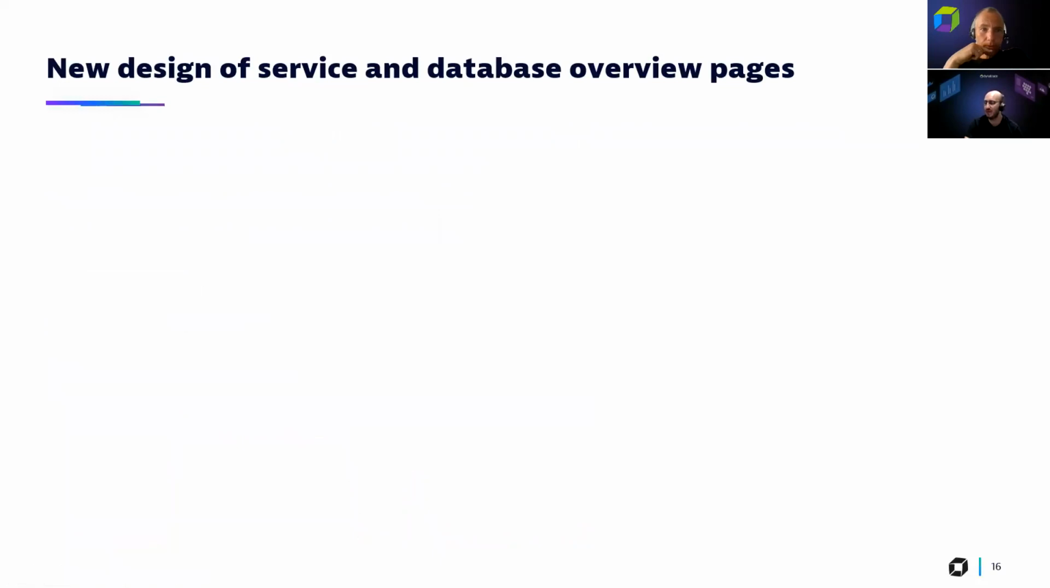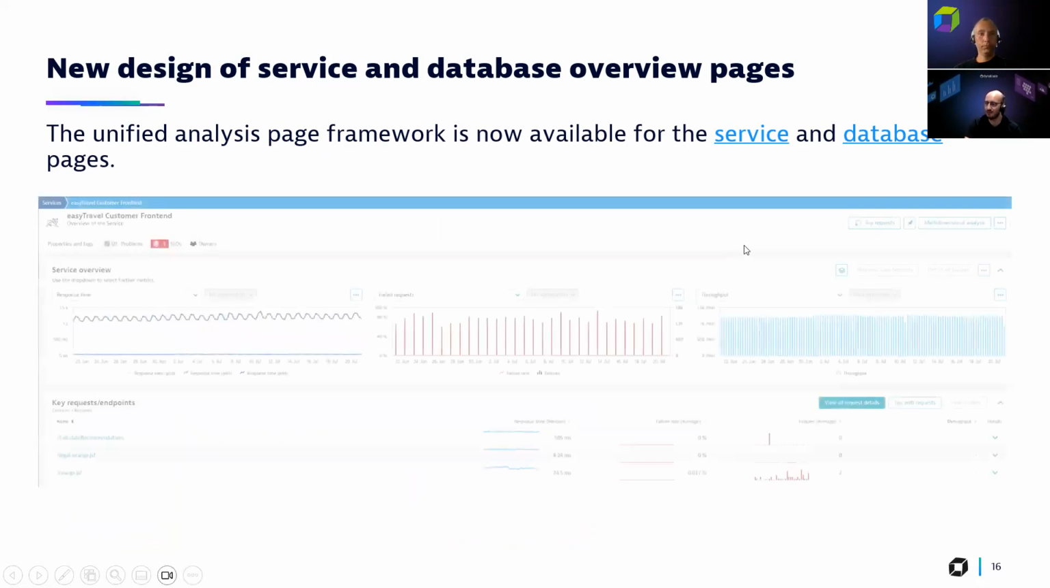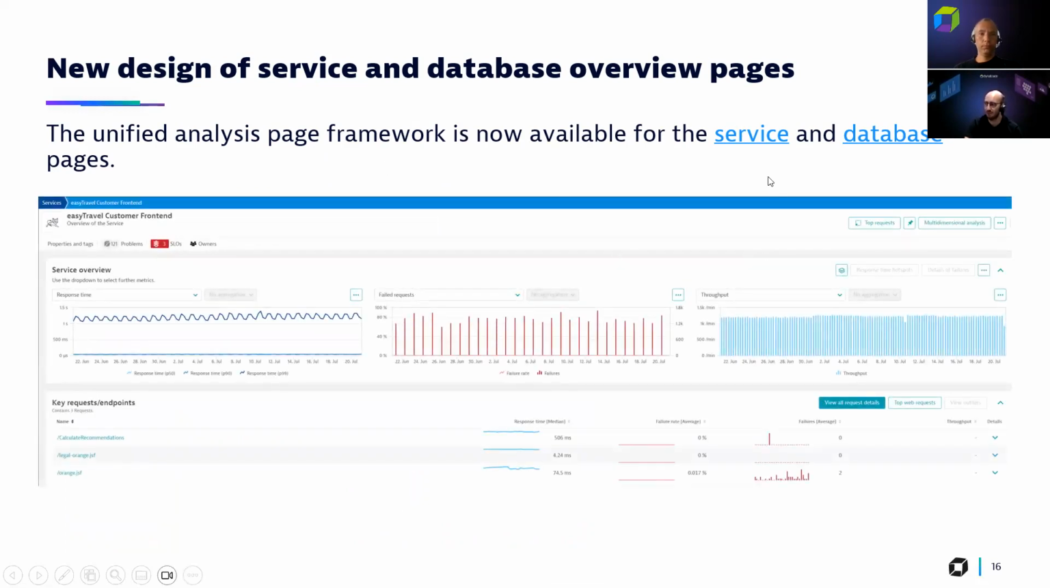And now, maybe it's more important, I would say, the servers and database overview pages also have the new framework. It was possible before with the hosts, and for example mainframe, where you used the unified analysis page framework. So now it's also available for the servers and the database pages. Okay, and this is important because you can now have interactive microcharts that only focus on anomalies, and you will see the key requests directly on the overview page.